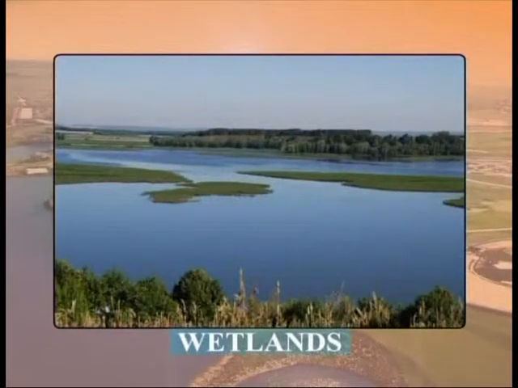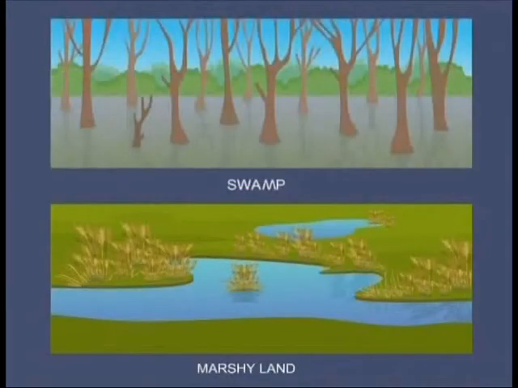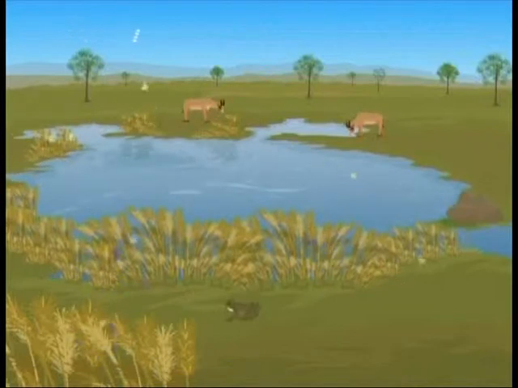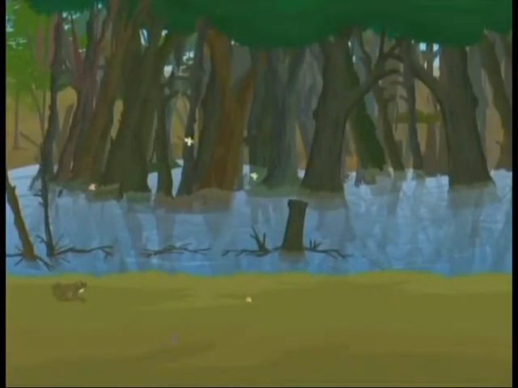However, some of the wetlands are as big as one whole country. These wetlands are classified into two categories, namely marsh and swamps. Marsh is a shallow water wetland and has small plants. If the shallow water is covered with trees, then it is called a swamp.